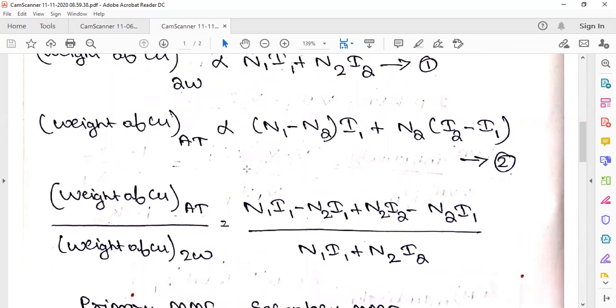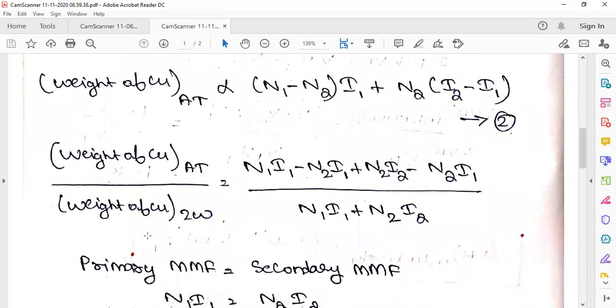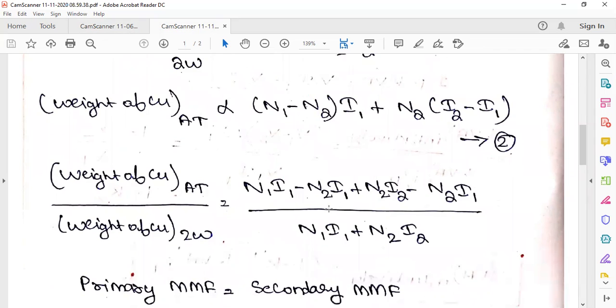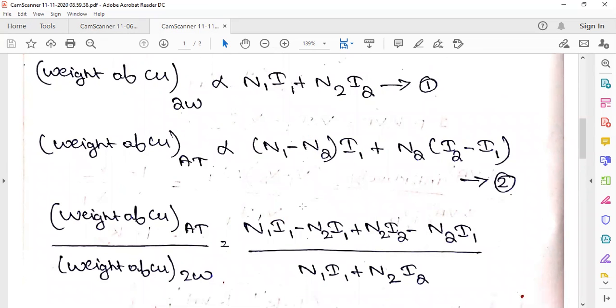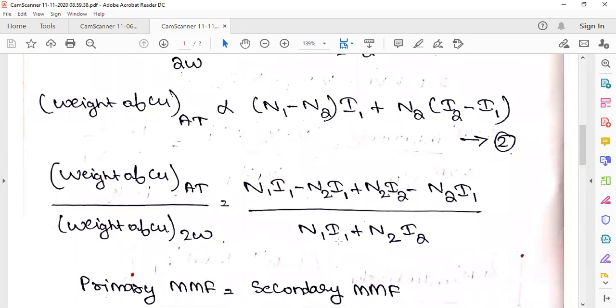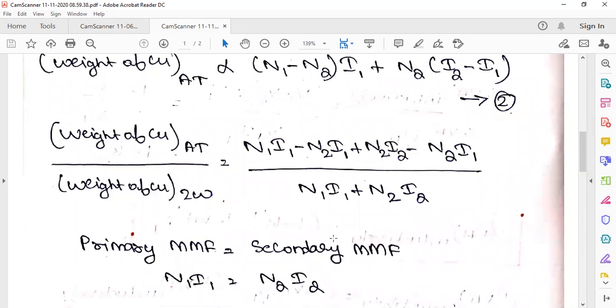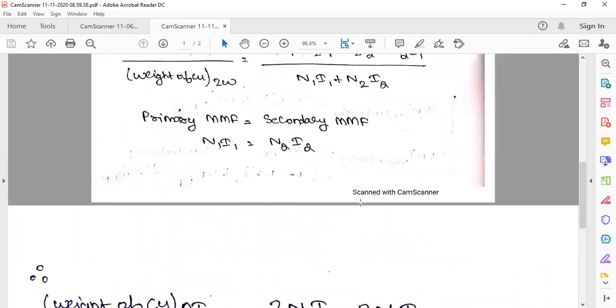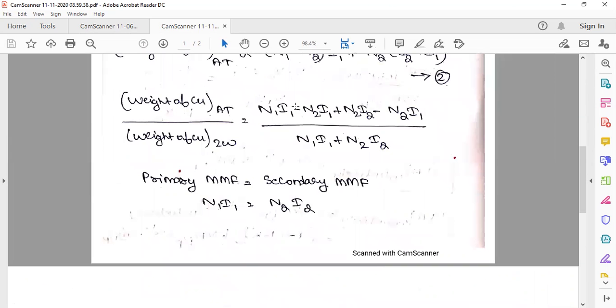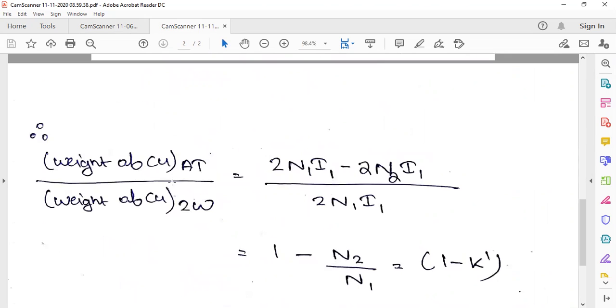Now we will take the ratio: weight of the copper in the autotransformer by weight of the copper in the two winding. Just cross multiply and substitute here N1 I1 and N2 I2. We know that the primary MMF is equal to secondary MMF, N1 I1 is equal to N2 I2. You know that, so that also we will substitute here. Substituting N1 I1 equal to N2 I2, we get the weight of the copper in the autotransformer by weight of the copper in two winding is equal to 2 into N1 I1 minus 2 into N2 I1 by 2 into N1 I1.